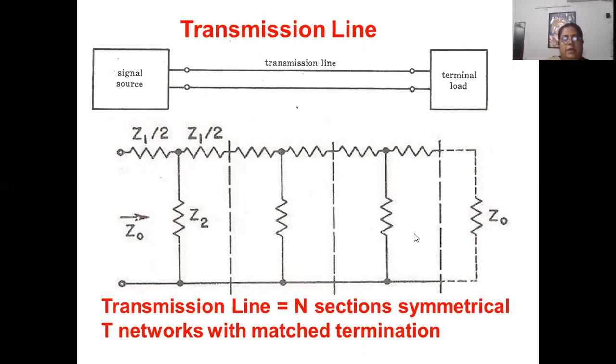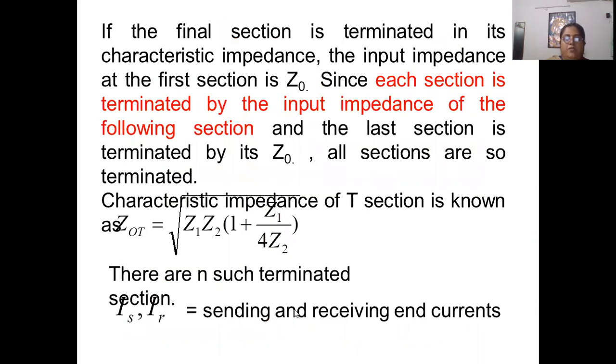Now the transmission line. Here it is the signal source and it is the terminal load. Here we have joined the various T sections in cascade to show the transmission line. If the final section is terminated in its characteristic impedance, the input impedance at the first section is Z0. Since each section is terminated by the input impedance of the following section, and the last section is terminated by its Z0, all sections are also terminated.